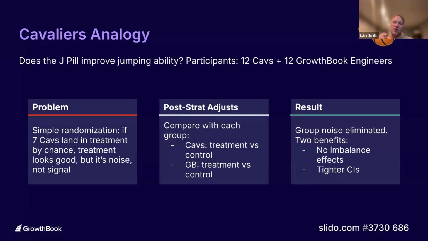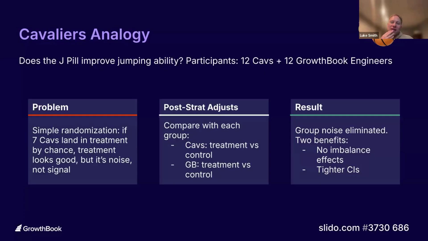If you were to run a simple randomization where you just take all these 24 people and randomly assign them into two equal groups of 12, then in many of those randomizations, 7 of the Cavaliers would end up in treatment by chance, which would make your treatment group look good just because the Cavaliers are going to be able to jump much higher than the GrowthBookers. And similarly, if by chance there were 7 or 8 or 9 GrowthBookers in treatment, then your clinical trial is going to look like a massive failure.